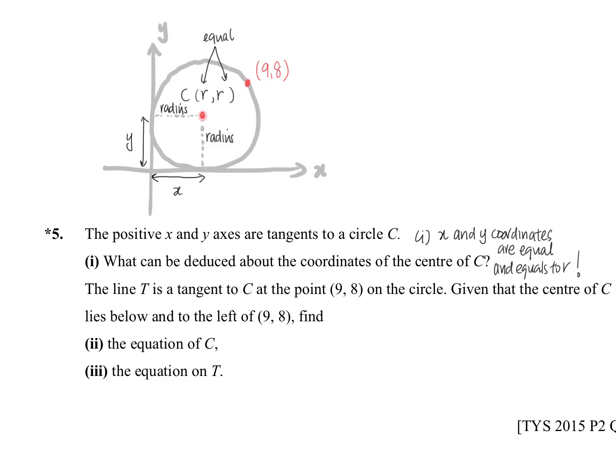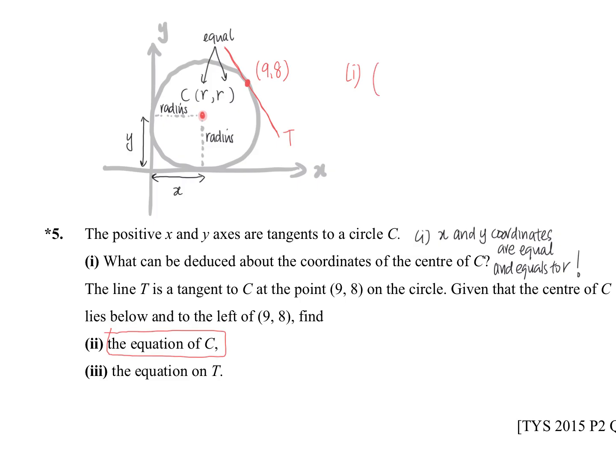Okay, so now I want to find the equation of the tangent line later. This is the T that I want to find later. But before all of that, I want to first find the equation of C. How can I do that? C is the circle. How can I find the equation of a circle? It is (x minus a) squared plus (y minus b) squared equals r squared.